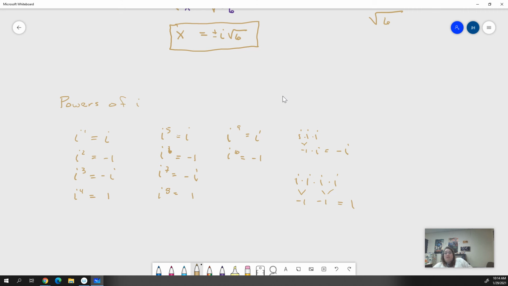So notice that no matter what I raise the power to, there's only 4 solutions, right? It's either going to be i, -1, negative i, or 1. And your extra credit, and it's written up in PowerSchool, so I'm not going to rewrite it here, is to come up with a formula or an algorithm to explain how to use it to find i to the 127th power and i to the 412th power. Because we can use this pattern to figure out i to any power.